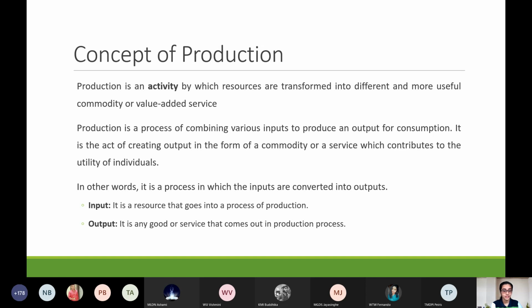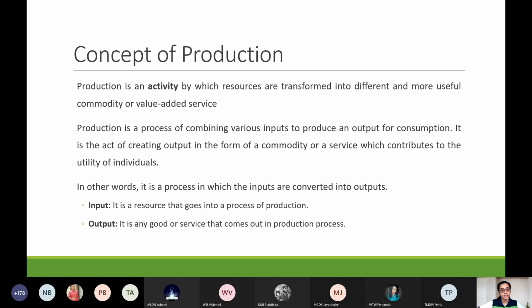Okay, it's all about transforming things, right? So it's basically managing inputs, transforming them into outputs or value-added services. In other words, it is the process by which inputs are converted into outputs, right? So if I ask you, what is the definition of inputs? It is the resources that go into the process of production.